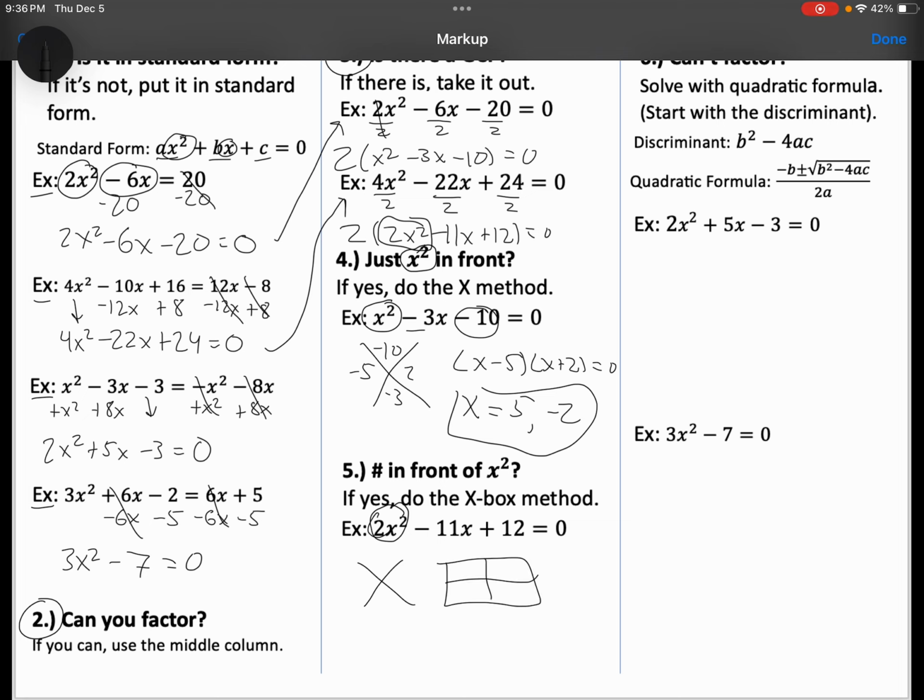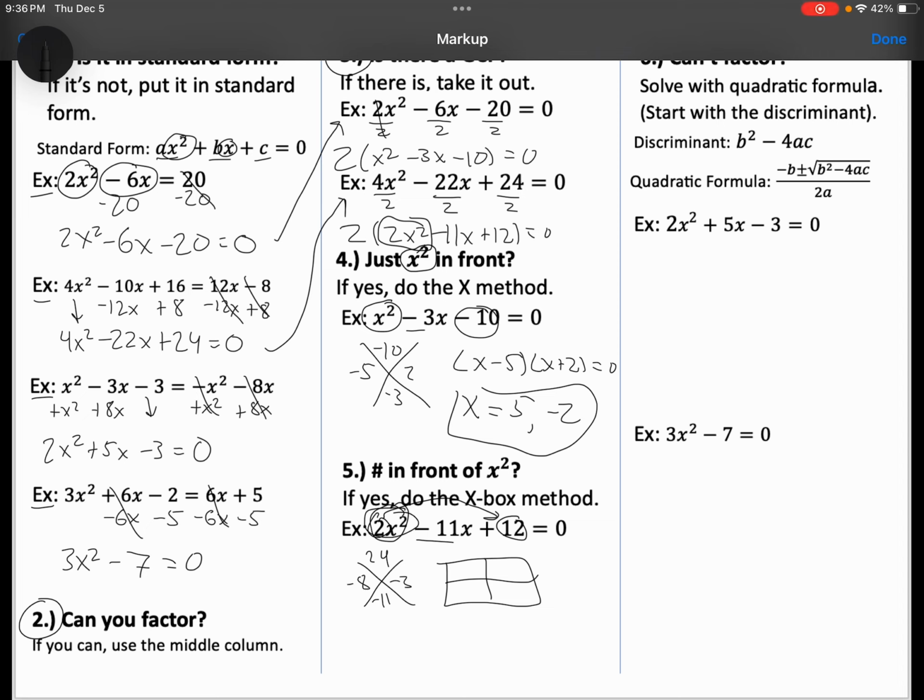So since that's the case, we're going to take that 2, multiply it times the last number, 12, so 24 will be on top. The middle number, negative 11, still goes on bottom. The numbers that multiply to 24 and add to negative 11 would be negative 8 and negative 3.